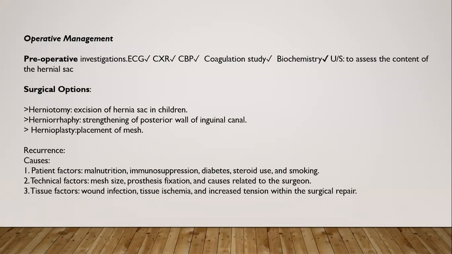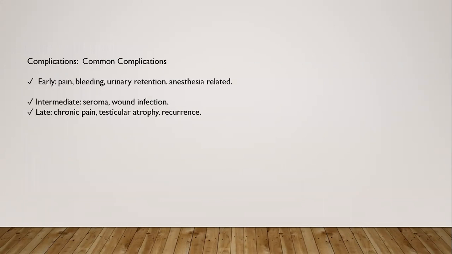So what can lead to recurrence, or the hernia to happen again? Those are the factors that are there: malnutrition, immunosuppression, diabetes, steroid use, smoking, technical factors such as mesh size, tissue factors, wound infection, ischemia, and the like.